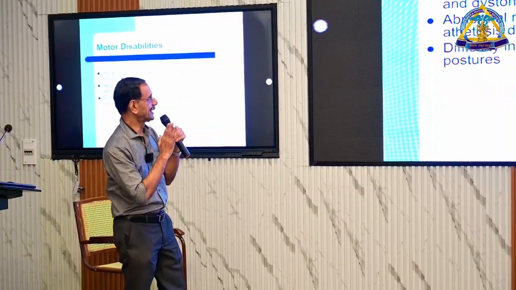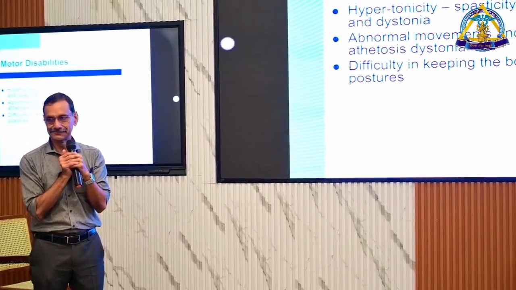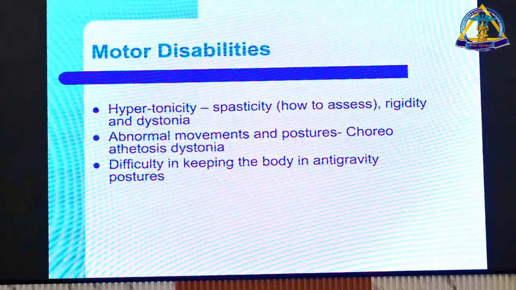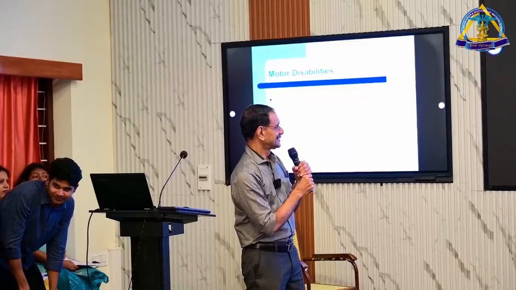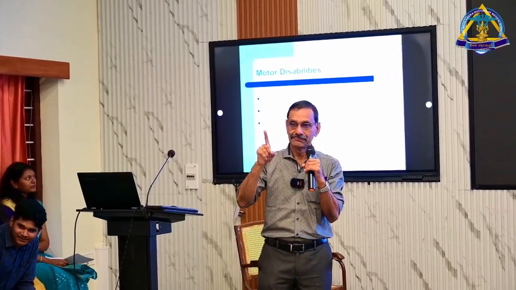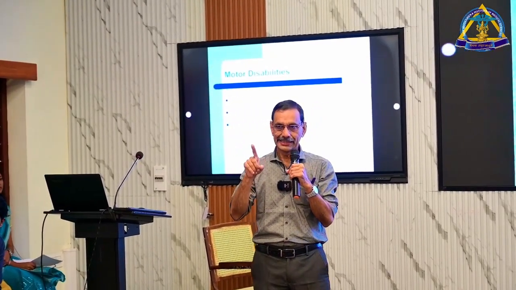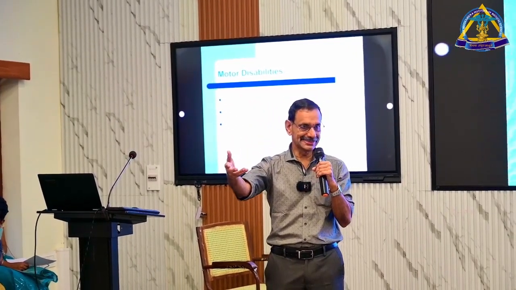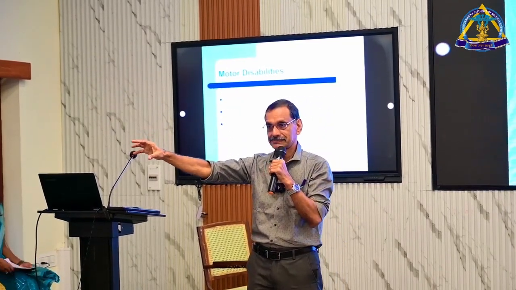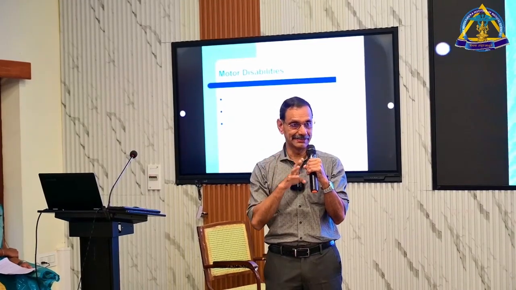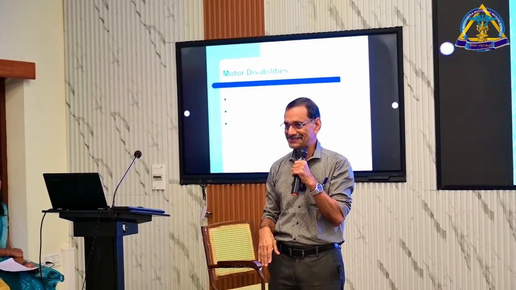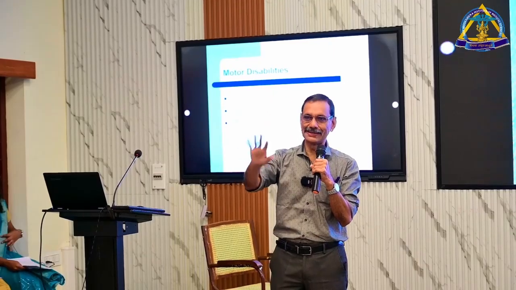Yeah, what are the motor disabilities? One is hypertonia, that is spasticity. Second is you can have abnormal movements. These abnormal movements can be there, but abnormal movement generally will be on top of your spasticity. Just because you are seeing abnormal movement, don't go and diagnose extrapyramidal CP in your exam. Why? Common sense. It will not be kept for your exam. What is being kept in your exam is only spastic CP.